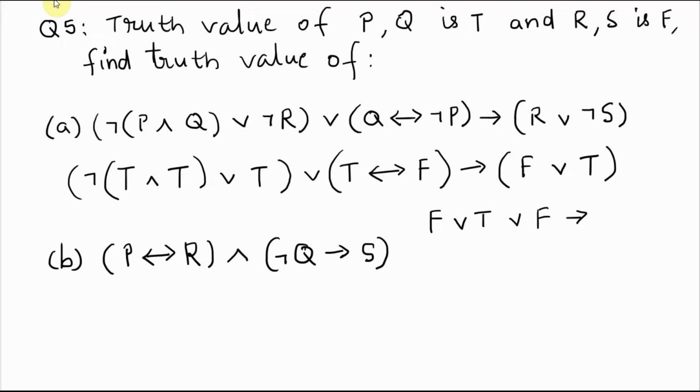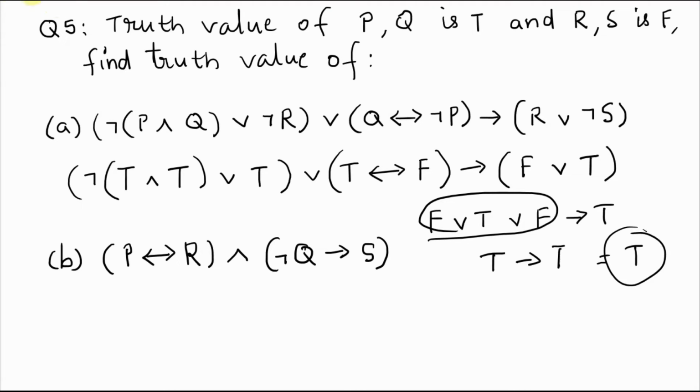False or true is equal to true because this is OR logic, so it is true. So we have false or true or false. So these three will be true because one true is enough to make it true, implies true, and therefore the answer is true. This is the final truth value of this particular compound statement.